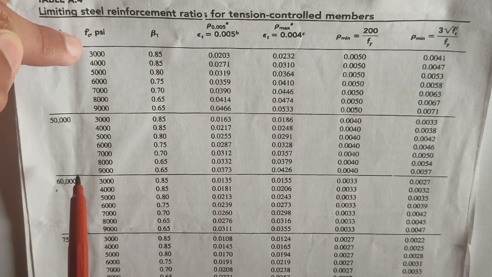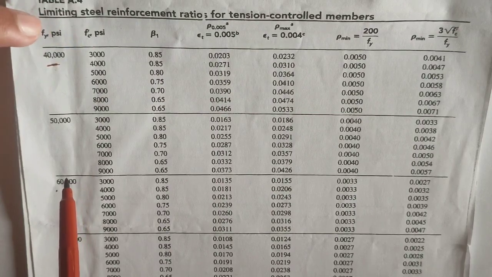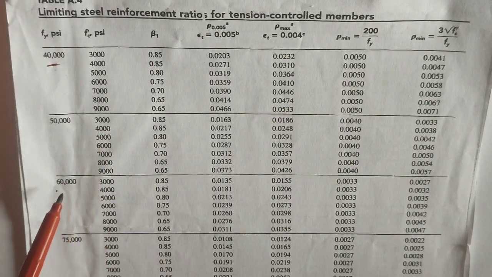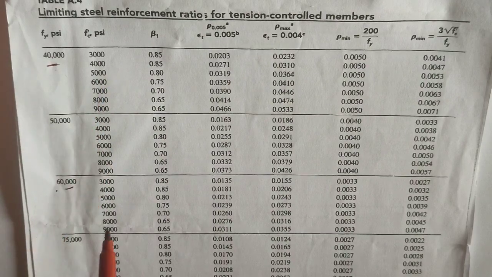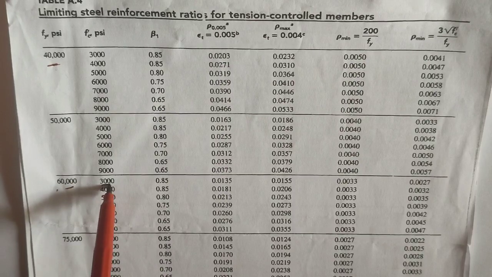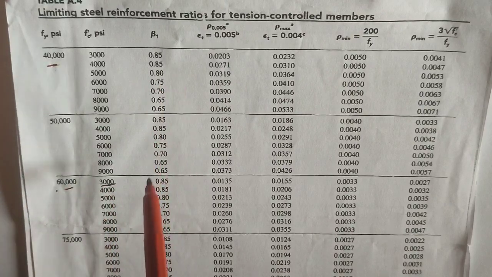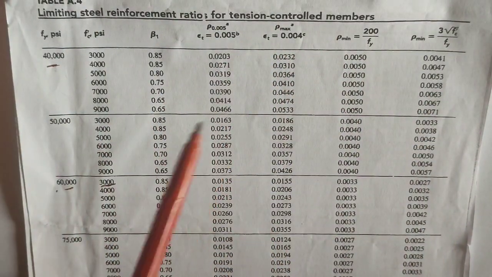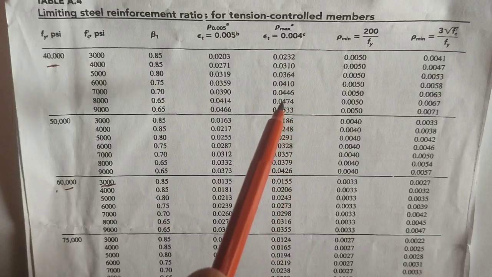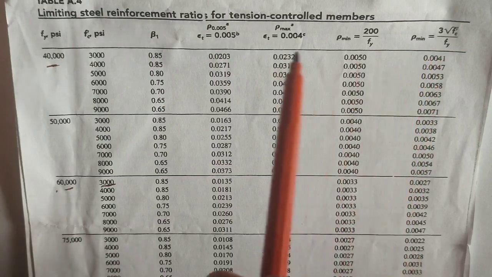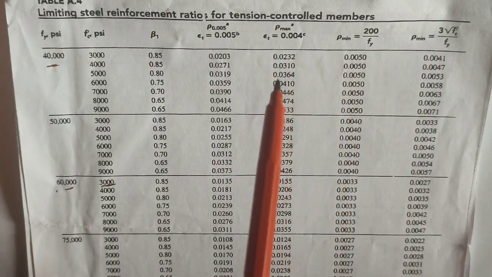Then the second thing is Fc prime, meaning the compressive strength of concrete. So we have 3,000, 4,000 and so on. If I'm using 60,000, we will not use these values, we will use these values. Let's suppose I have 3000 psi, pounds per square inch, of compressive strength of concrete. So I will use this, and these are the default values of beta. Then I want to know about the maximum reinforcement and minimum reinforcement, the limiting values for the beam. So I will use this one and this one. These three columns will be used for this purpose.